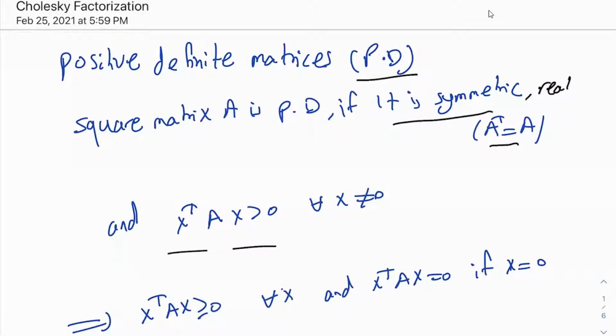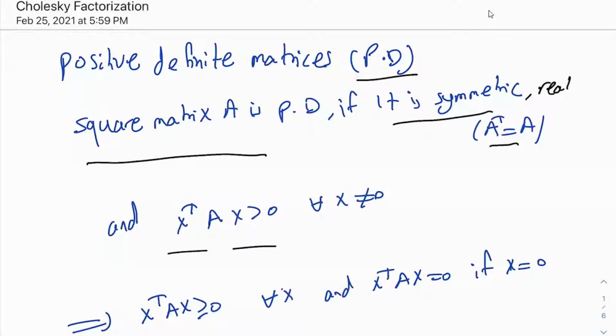Before talking about Cholesky factorization, it's very important to know what a positive definite matrix is, because the requirement to apply Cholesky factorization to a matrix is that the matrix should be positive definite. Okay, so let's start. Positive definite matrices, or in short, we usually denote them by PD, are square and symmetric matrices. Remember, there are two requirements. Matrix A should be square, meaning the same number of columns and rows, and it must be symmetric. In the case of real matrices, symmetric means that A transpose is equal to A.